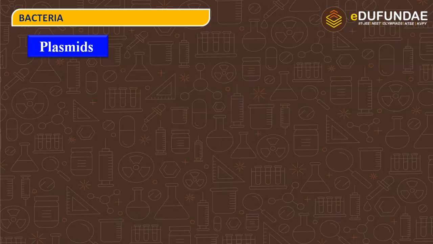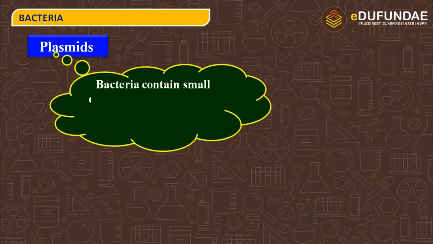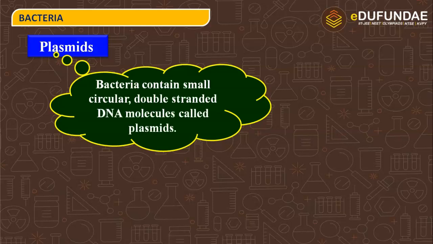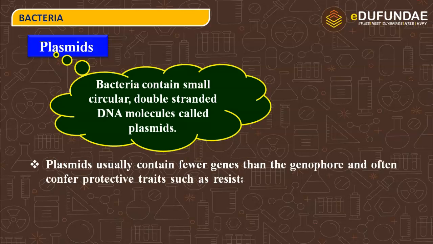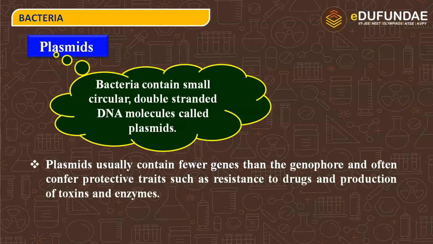Then the next part is plasmids. Bacteria contain small circular double-stranded DNA molecules called plasmids. Plasmids usually contain fewer genes than the genophore and often confer protective traits such as resistance to drugs and production of toxins and enzymes. That means these plasmids are the genetic structures that are present inside the body of bacteria. They are also capable of self-replication, and they show resistance to drugs and production of toxins and enzymes.